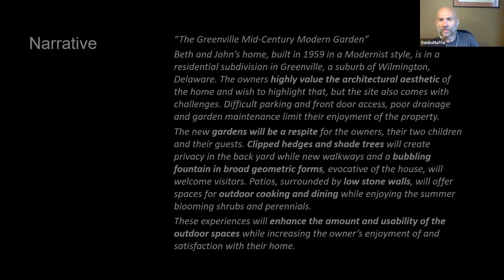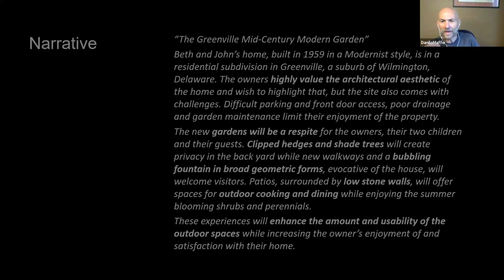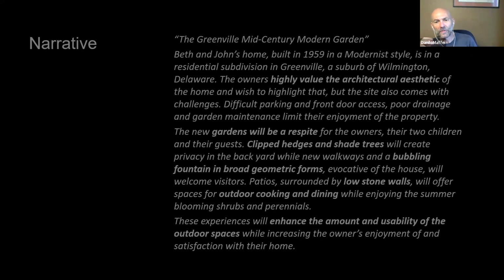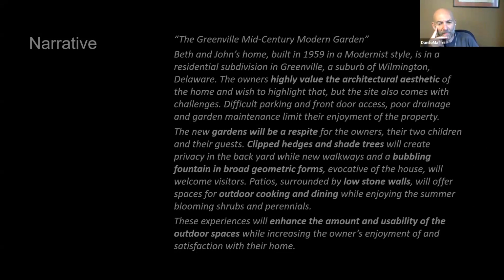But in the narrative, this is Beth and John's home. It was built in 1959 near Wilmington, Delaware. They highly value the architectural aesthetic of the home, but they have difficulty with parking and front door access, poor drainage, and lack of garden maintenance. It limits their enjoyment. The garden should be a respite for the owners. We envision clipped hedges and shade trees. We envision bubbling fountains and broad geometric forms that are evocative of the house. We envision patios and low stone walls offering spaces for outdoor cooking and dining. The experiences will enhance the amount and usability of the outdoor spaces and increase the owner's enjoyment.